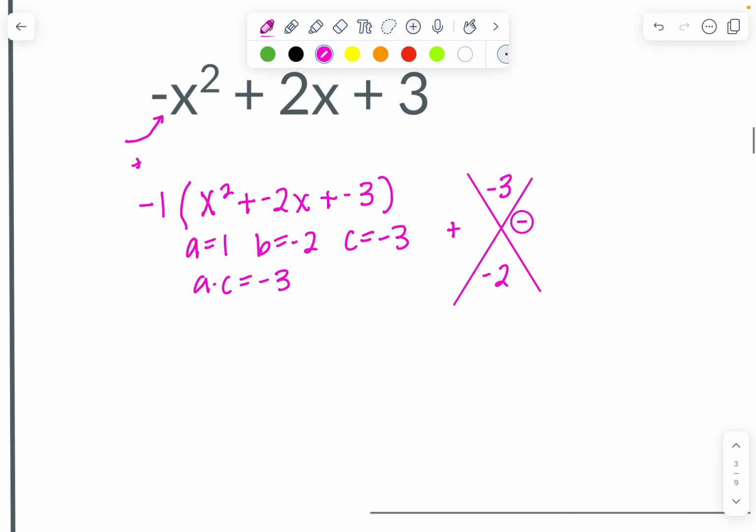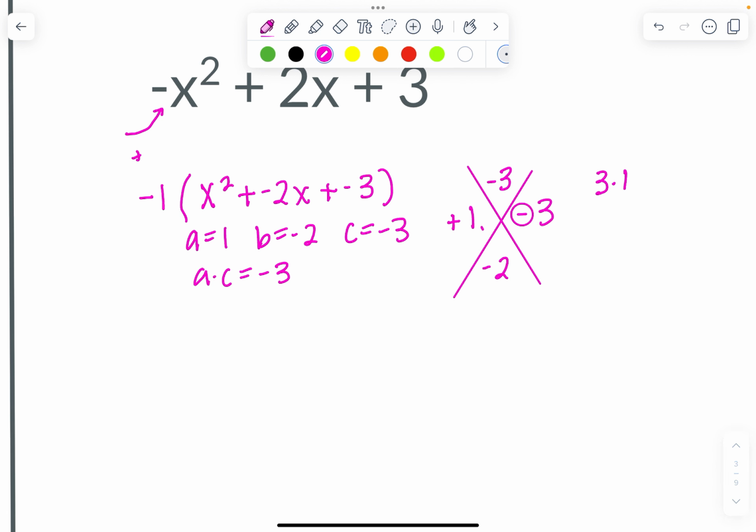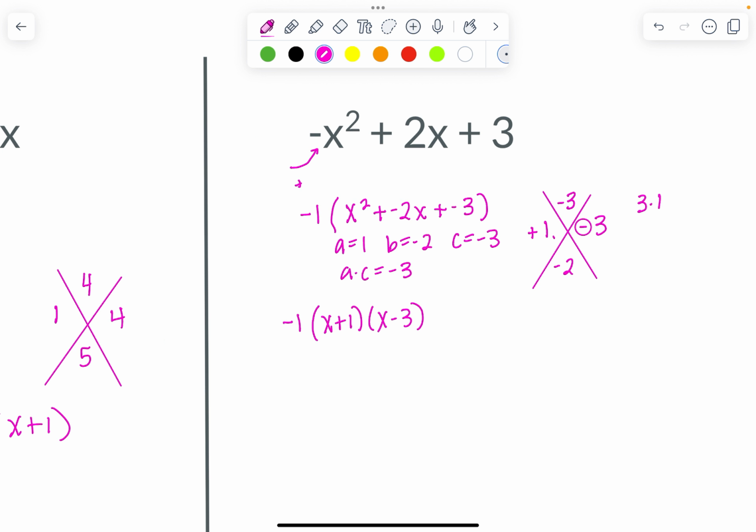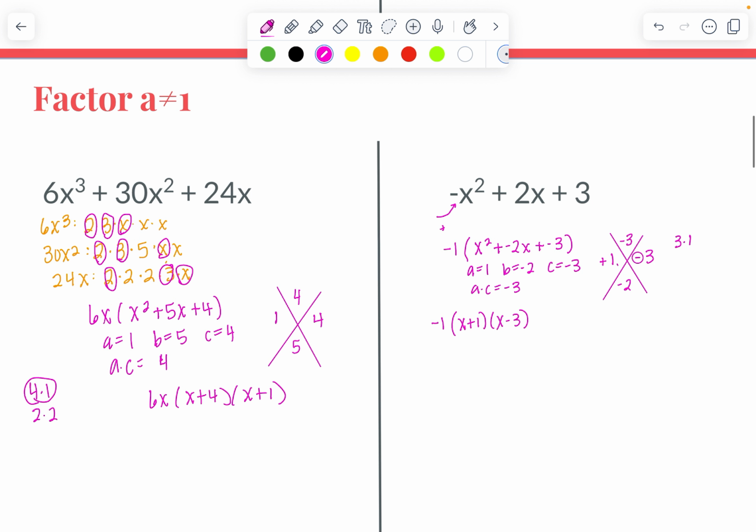So now that I know that, I'm going to look for numbers that multiply to 3 and subtract to give me 2. The only options there are 3 and 1. We said the bigger number has to be negative, so negative 3 and positive 1. So our final answer then, negative 1 on the outside, x plus 1, x minus 3. All right, so that is how we factor by taking out a common factor first and then using the diamond method.